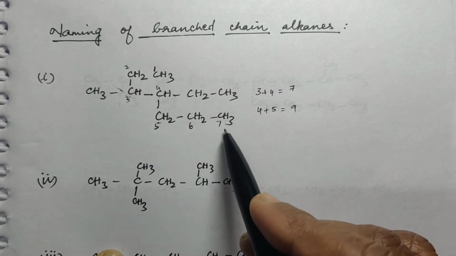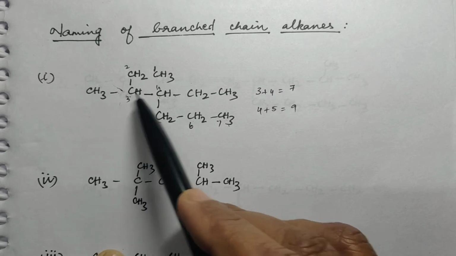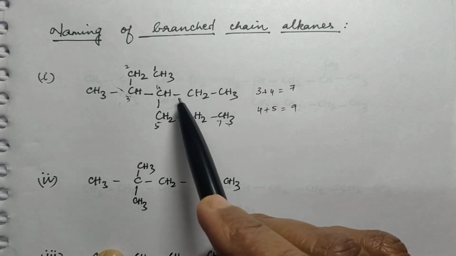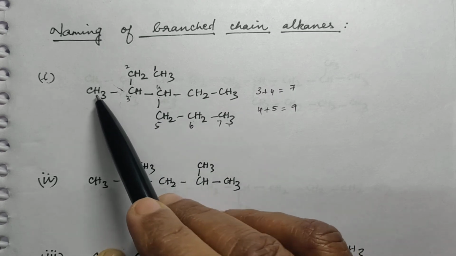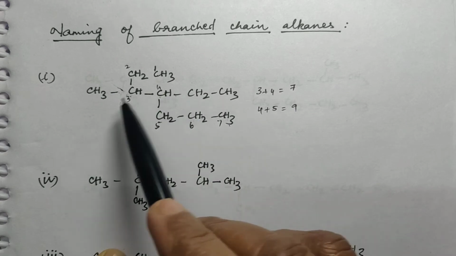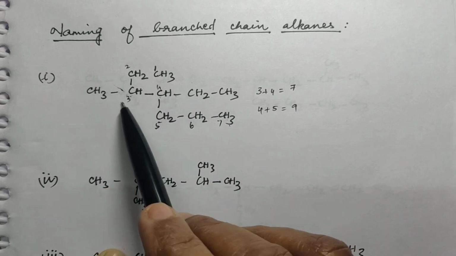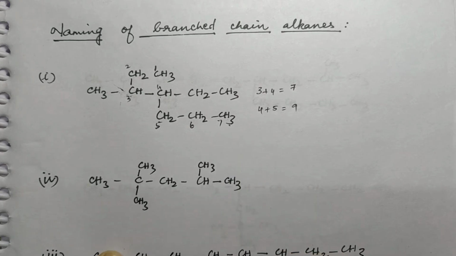Now once you number it, then you can always write it is at the third position there is methyl, at the fourth position it is ethyl, and E should come first while naming and M should come next in the alphabetical order. So it will be 4 ethyl, then 3 methyl heptane. Like that you will write. Okay. I am not writing the naming, you are going to write it yourself.